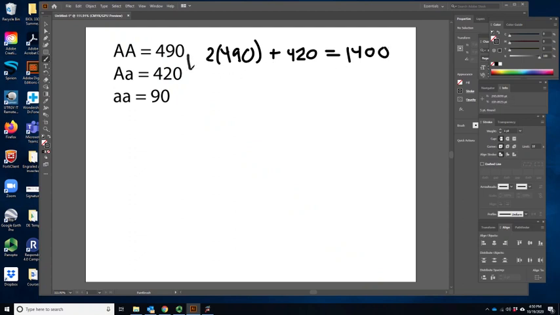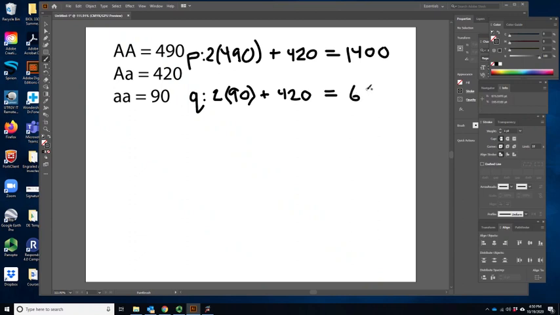Now for the little a alleles. Now remember, this is my p-value that I'm trying to figure out here. For the little a alleles, this is not symmetrical, so it's not going to be the same as it was in the last example. So we're going to do 2 times 90, because those 90 homozygous individuals carry 2 copies. And then we're going to add in the heterozygotes that carry 1 copy of that little a allele. This is 180 plus 420. We're going to get 600.